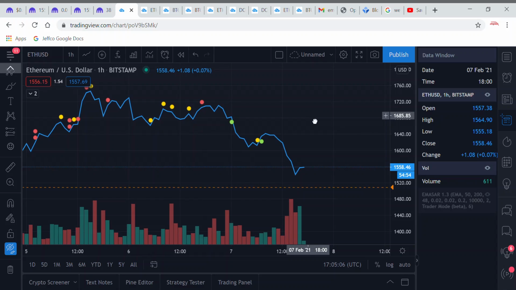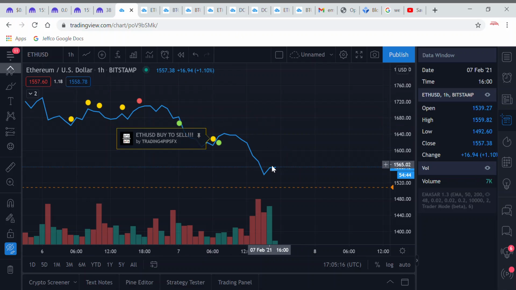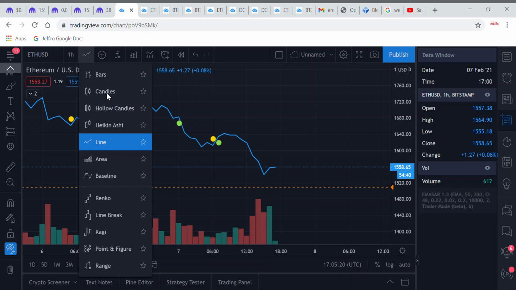And for a trader like me, or someone who's pretty involved in the market on the daily, you need a lot more information than just this little line. So what we do is we get a candlestick chart.